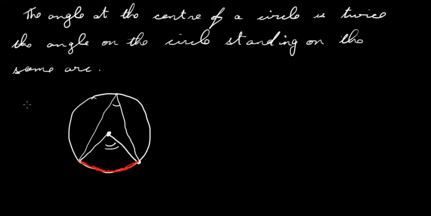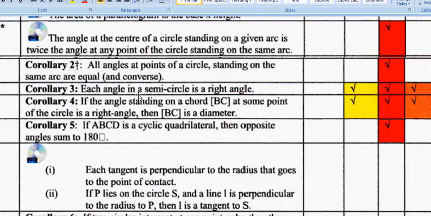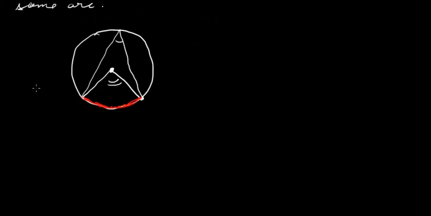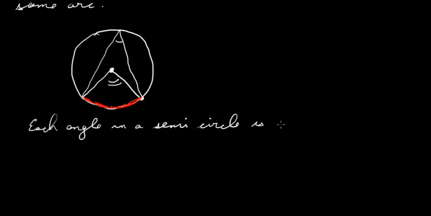Now the corollary of that is this one here: each angle in a semicircle is a right angle. So you can write that down as well. Each angle in a semicircle is a right angle. So that's a corollary of this.